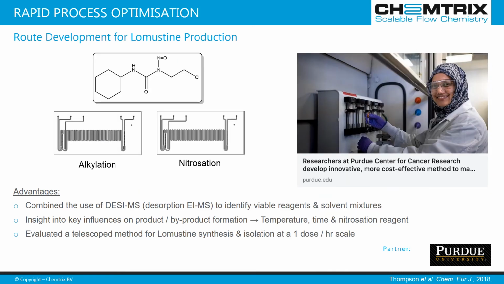A recent example from the group is the development of lumistine, a two-step process focusing on an alkylation and a nitrization, and using the DESI mass spec combined with flow, they were able to optimise temperature, time and the type of nitrization reagent in order to come to the most cost-effective manufacturing route for this now generic material. So if you want to learn more about that, there is a YouTube video that you can watch on that work and the reason behind it.